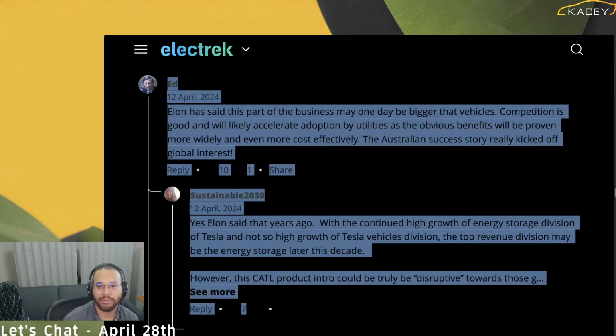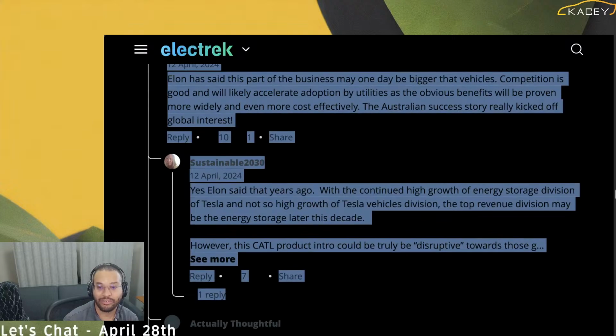Elon said this part of the business may one day be bigger than vehicles. Yeah, he said it multiple times, even on this week's call. Competition is good and will likely accelerate the adoption by utilities as the obvious benefit will be proven more widely and more cost effectively. The Australian success story really kicked off global interest, and the Australian is they're impressive. Australia and a couple of the islands they've taken straight off of the grid, or not the grid really, but off of diesel and gas.